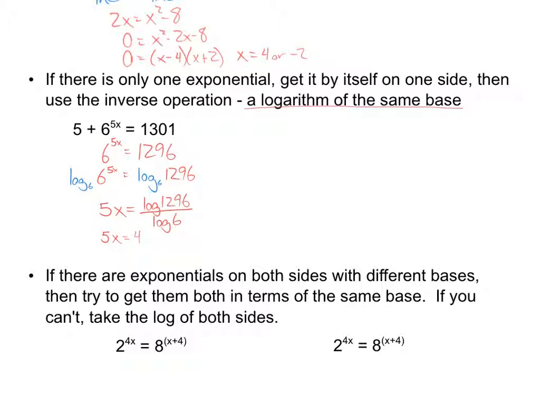Okay? Be careful with parentheses. When you hit the log button on your calculator, it's going to put an open parenthesis. So if you put 1296 divided by and don't close the parentheses, it's going to mess you up. Okay? So here x is 4/5.